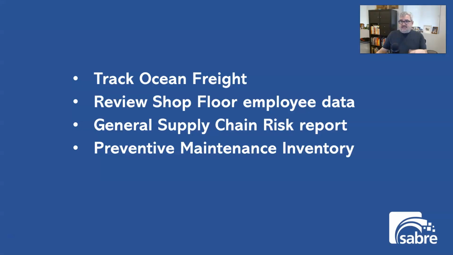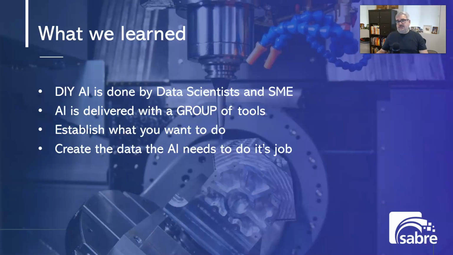Finally, some other ideas, just some stuff. Tracking ocean freight with AI. Reviewing shop floor employee data, same idea as the purchase review, but now we're reviewing the employee scanning into jobs. General supply chain risk, maybe even being able to look at news reports and calculate supply chain risk. Preventative maintenance and inventory: analyze machine performance, breakdowns, frequency of breakdowns of machines and equipment, and try to predict what parts might need to be kept on the shelf to do preventive maintenance or reactive maintenance.